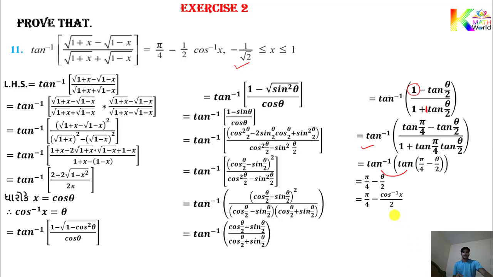So what is theta? Theta, that is cos inverse x. You can see here, this is your assumption. Theta, that is cos inverse x. So that is your right hand side. You can see. Okay. Next question.